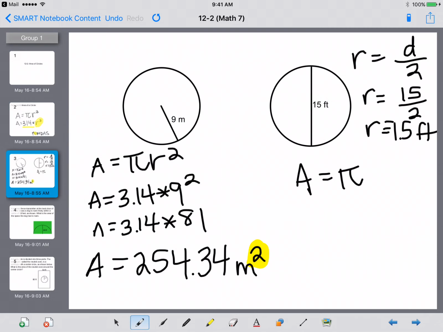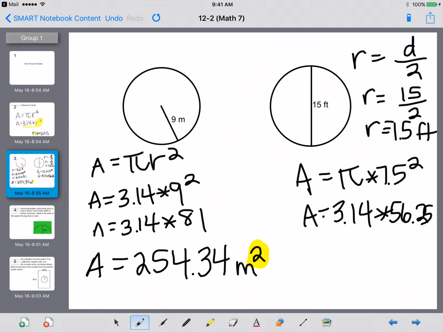Now we can take our area equals pi r squared, which would be 7.5 squared. Because of PEMDAS, we have to do our 7.5 squared first to get us our area equals pi times 56.25. And then you just take 56.25 times 3.14 to get our area equals 176.625. And remember, feet squared.